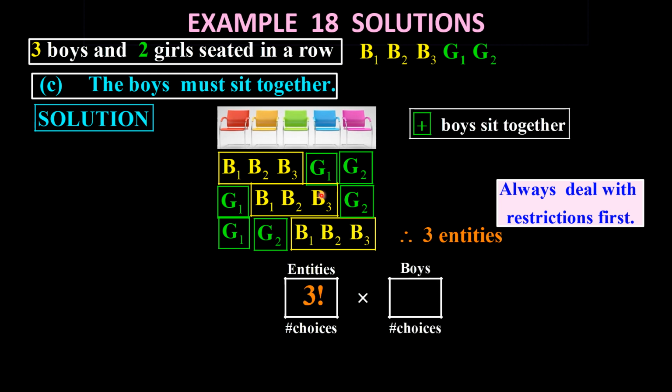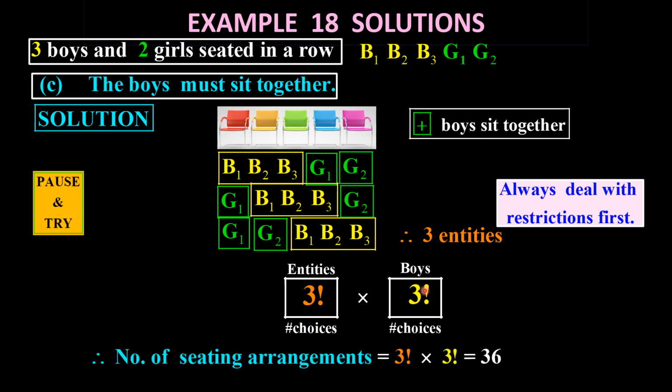Then also the boys need to be arranged. So after I've arranged the entities, I must arrange the group of 3 boys. So how many entities are there? 3, so that's 3 factorial. How many boys are there? 3 factorial, right? So if the boys must sit together, then the number of seating arrangements there is 3 factorial times 3 factorial, which is equal to 36.